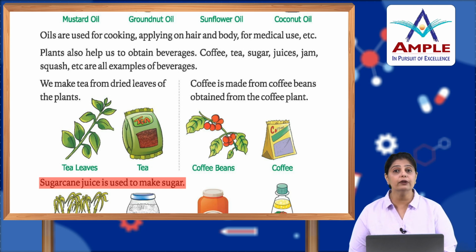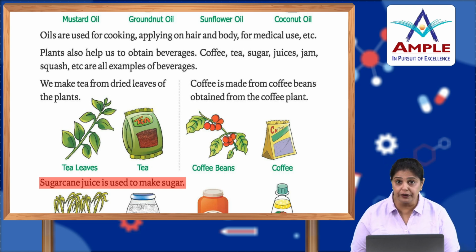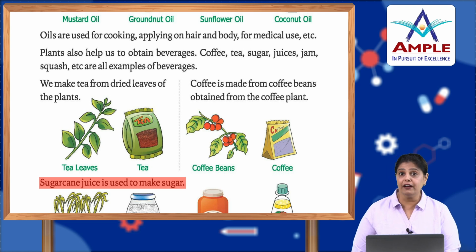So, children, whenever you get a chance, if you are traveling somewhere and you get a chance to visit a tea factory or a coffee factory or maybe a sugar factory, do go and visit it and see the process by which they are made, okay? How the sugar is made, how the tea powder is made and all. It's really a fun thing to know, okay?